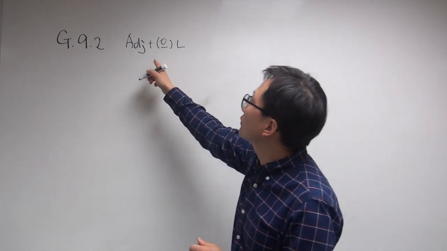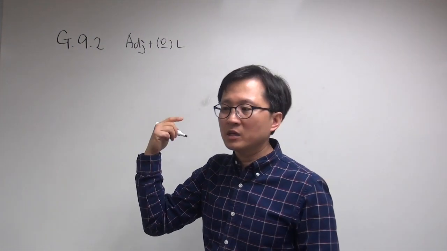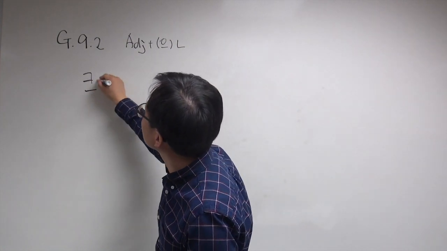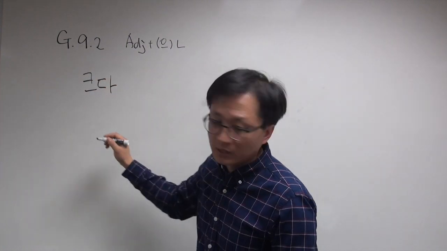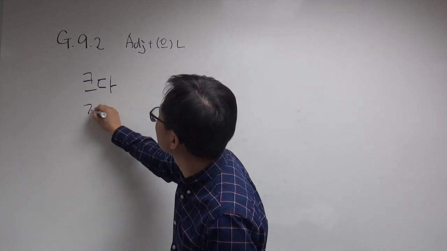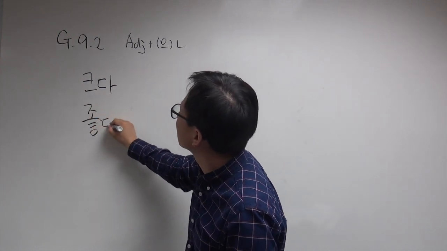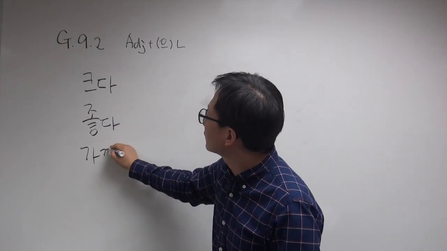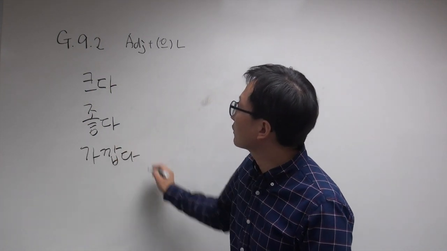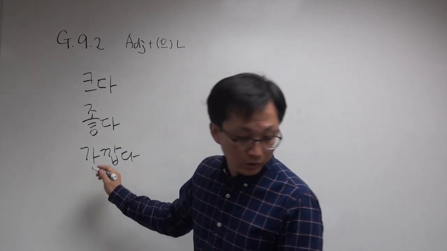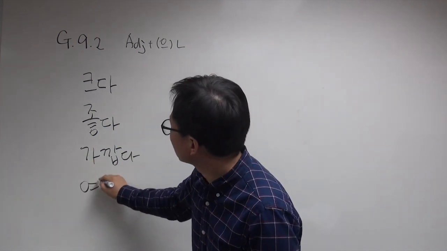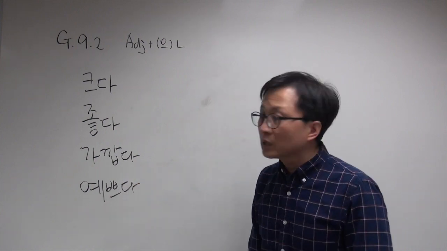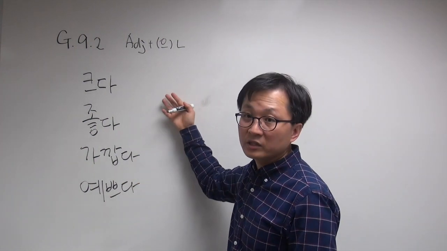Then what's the form? Let me give you some adjectives first. 크다, big, and 좋다, good, and 가깝다, to be close, and what else? 예쁘다, to be pretty. And we know their sentence ending forms.